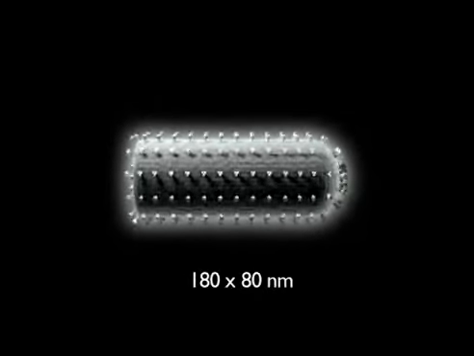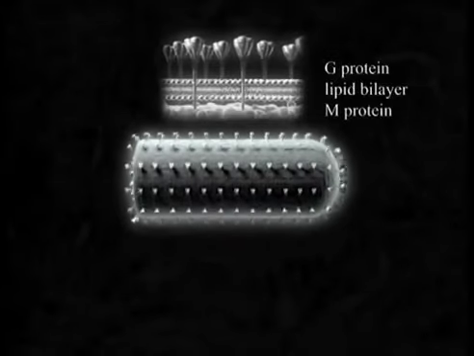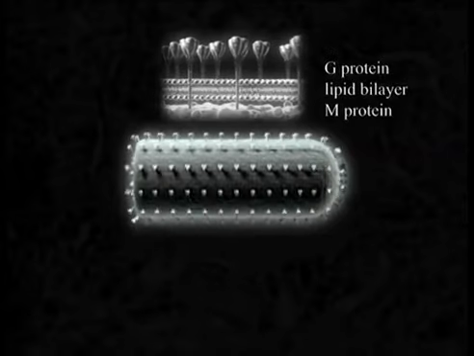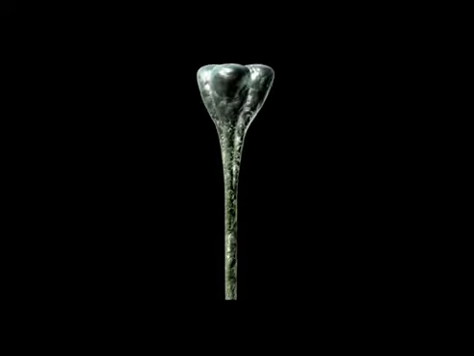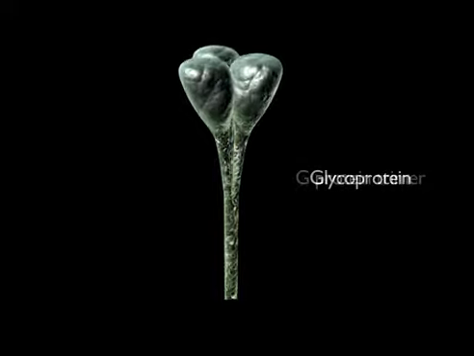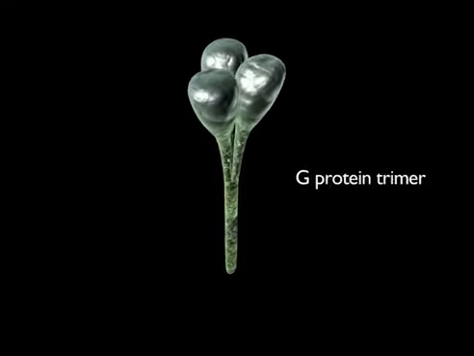Rabies or Lyssavirus particles are enveloped, bullet-shaped, about 180 nanometers long and 80 nanometers wide. The envelope consists of a lipid bilayer containing approximately 300 to 400 spike-like projections. These are all made of a single species of viral glycoprotein. The individual spikes are trimers of G protein, and they are responsible for virus attachment and penetration.